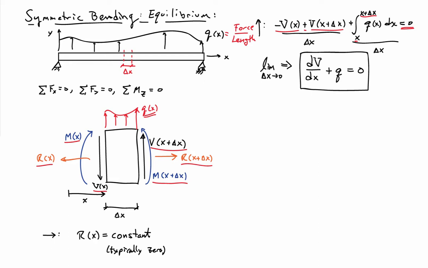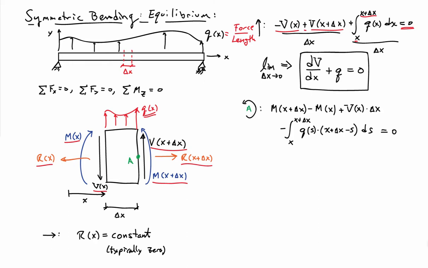Now the thing that makes beams a little bit more complicated is that I'm going to have a second equilibrium equation I have to worry about, and that's going to be moment equilibrium. So let me go ahead and introduce the point A here on the right side, right in the center of the cross section, and I'll go ahead and sum moments about A. So I'll have the moment at x plus delta x, and in the opposite direction I'll have the moment at the section cut at x.